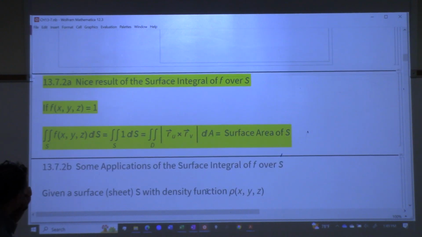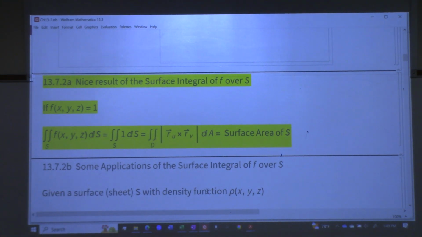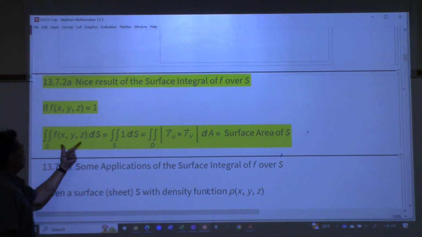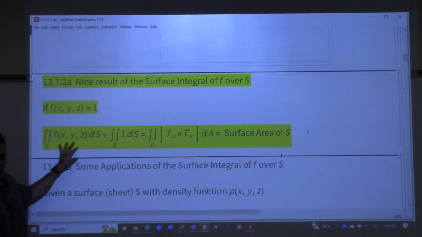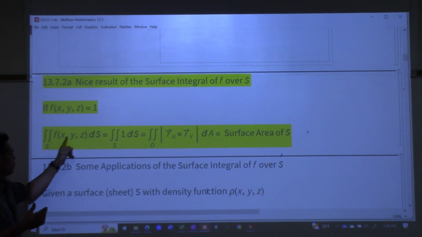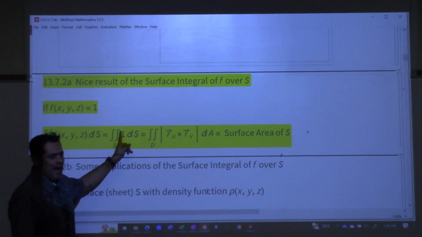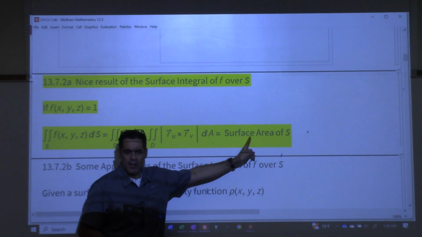All right. Some nice results. This is not in the lecture notes that are online. I added this later. So if we look at this surface integral that we were just talking about, the surface integral of f over some surface S, if we make this function f of x, y, z equal to 1, then it's back in the previous section, which is just surface area.